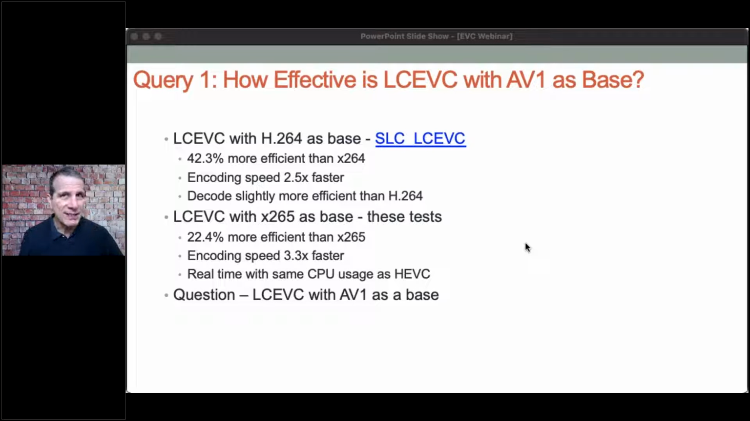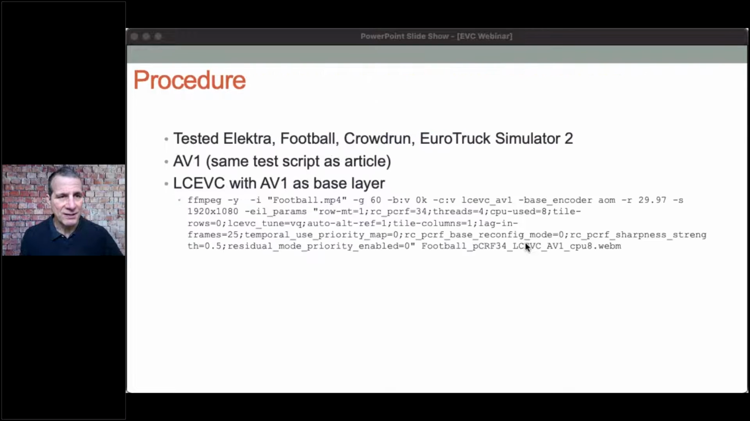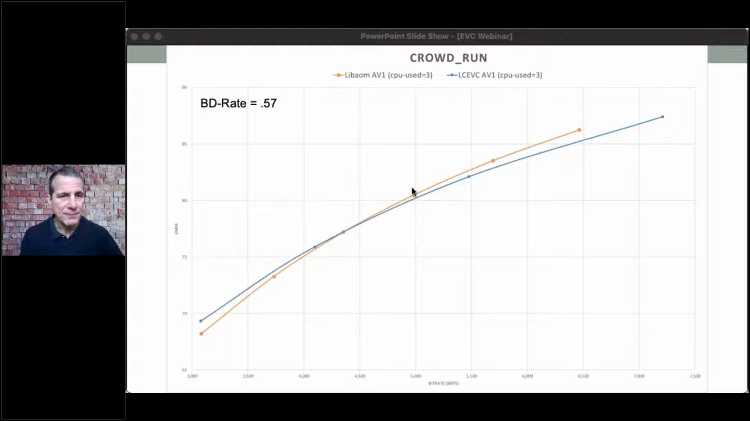So the question was, what kind of benefit do you get if you encode LCEVC with AV1 as a base layer? So let's have a look. The procedure was I tested 4 of the 5 files that I tested for the article. The AV1 script was the same as in the article, and here's the LCEVC with AV1 as a base layer script. And here's CrowdRun.